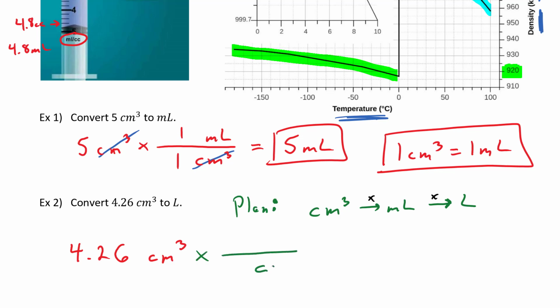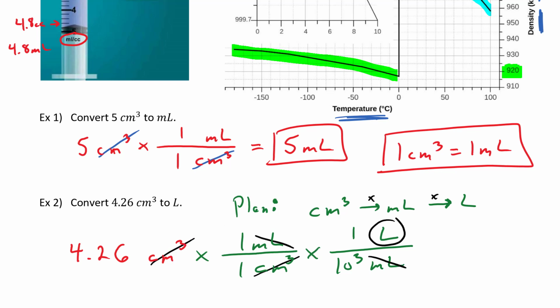So for all objects, 1 centimeter cubed is 1 mil. And we use our metric conversions. We put milliliters on the bottom, liters on the top. 1 liter is 10 to the 3 mils. We cancel out centimeters cubed. We cancel out milliliters. We're left only with liters.